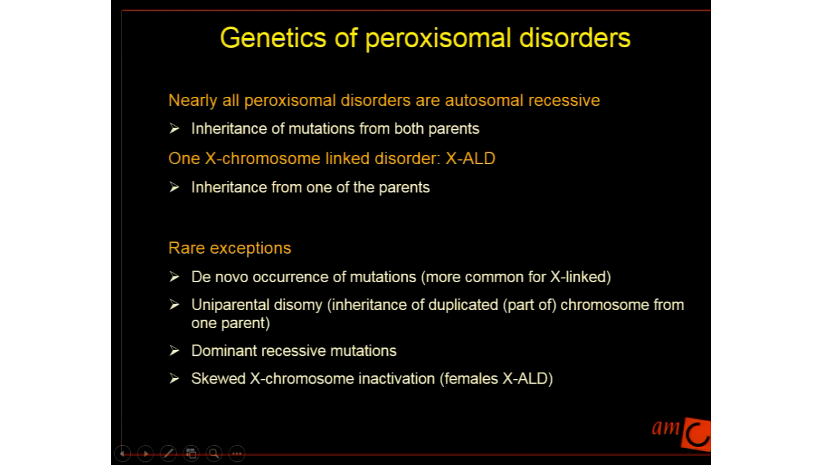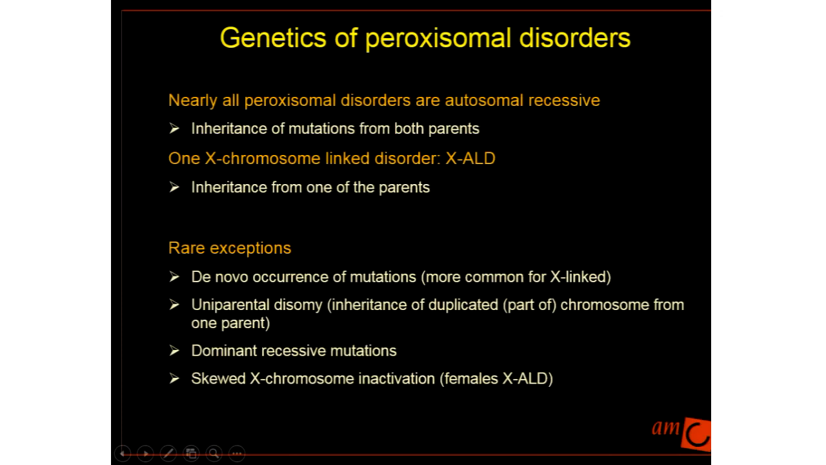About the genetics of peroxisomal disorders, it's important to realize that nearly all peroxisomal disorders that we know today are autosomal recessively inherited. And in most cases, the mutations are found back in the parents of these patients. There's one X-linked genetically derived disorder, which is the X-linked adrenoleukodystrophy. And there, the inheritance is from one of the parents, and not always from the mother. Sometimes also the father has the mutation, but that does not have clear clinical symptoms.